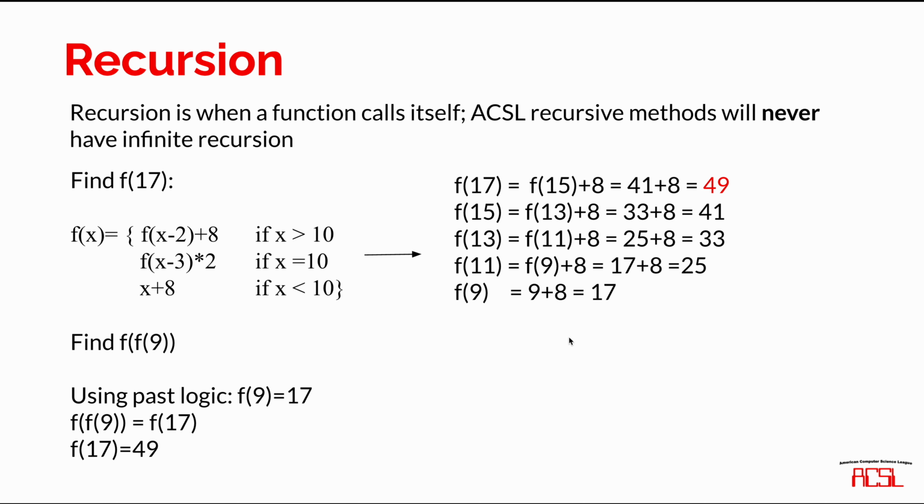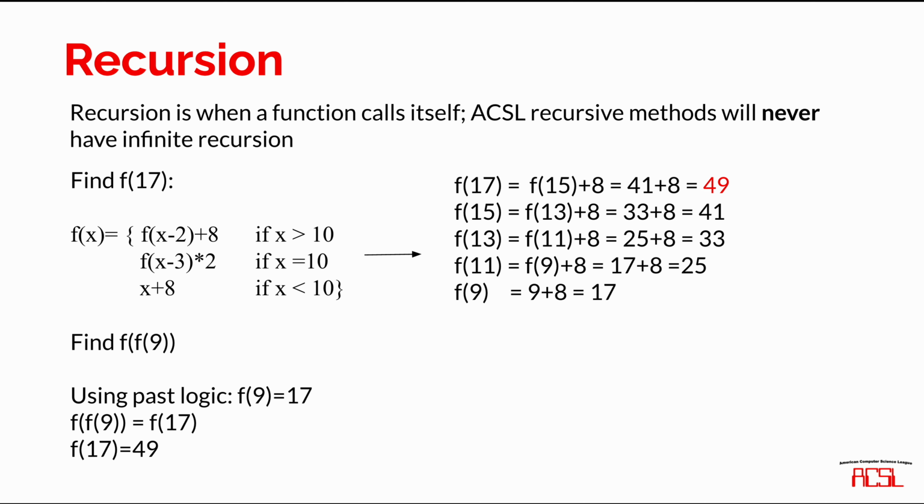So f of 11 equals f of 9 plus 8, which is 17 plus 8, which is 25. Now we're plugging in 25 for the value of f of 11. We keep on working our way upwards until we get to f of 17, which is equal to 49 as our final answer. Next, we can solve for f of 9. Using our past logic and our tracing, we know f of 9 is equal to 17. This is never going to change no matter how many times you retrace a recursive function. You should always get the same output.